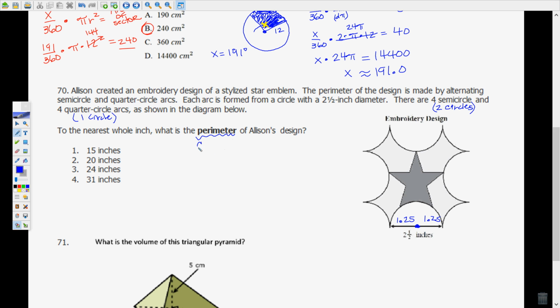What is the perimeter of a circle called? It is called the circumference. That's going to be 2 pi r, or pi times diameter. Diameter times pi, that's the circumference of a circle. So we have 3 of them times d pi, so 2.5 pi. None of these are in terms of pi, so you just multiply it out using your pi button. 23.56, and they went ahead and rounded to the nearest whole inch.